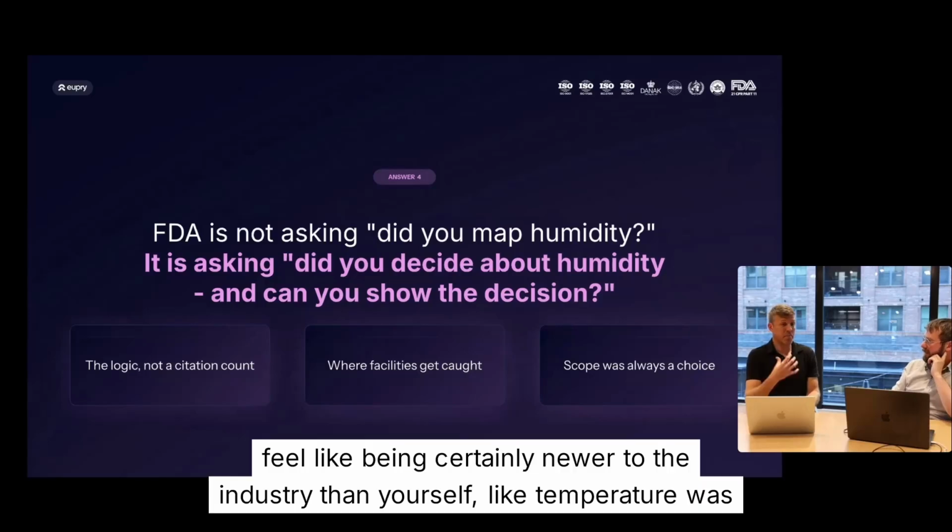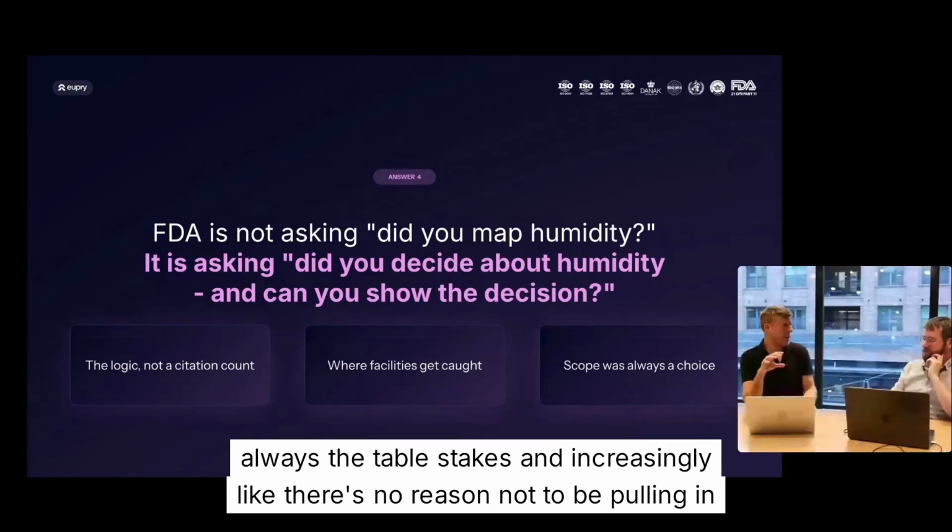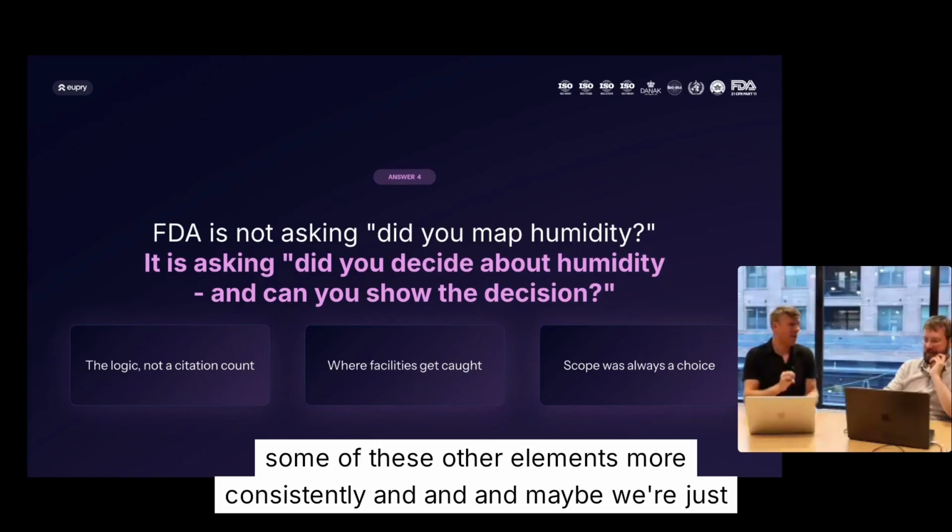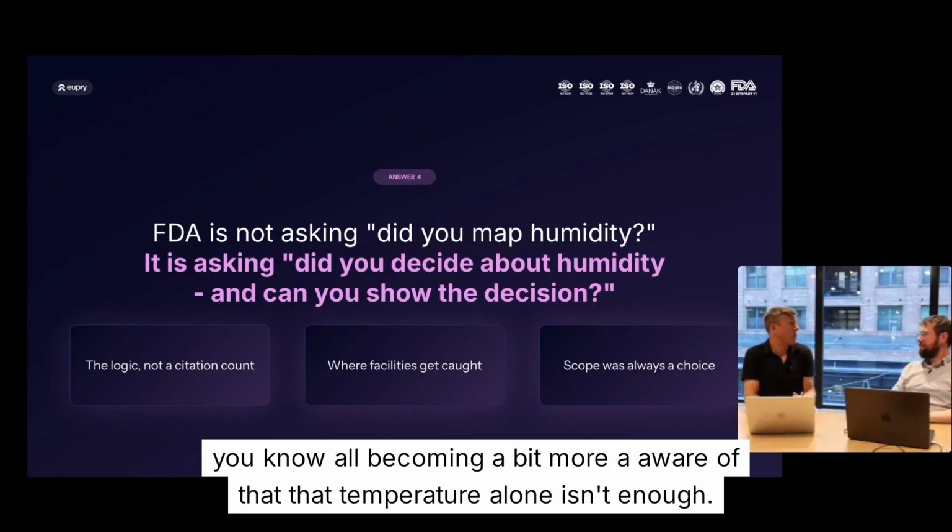Yeah, I feel like, being certainly newer to the industry than yourself, temperature was always the table stakes, and increasingly there's no reason not to be pulling in some of these other elements more consistently, and maybe we're all becoming a bit more aware that temperature alone isn't enough.